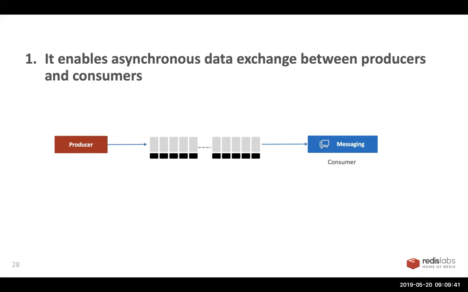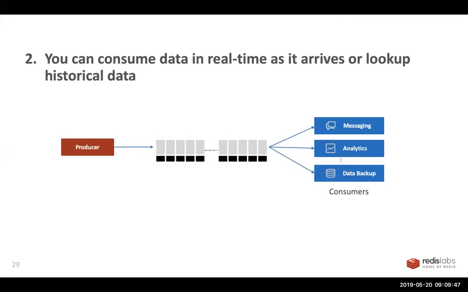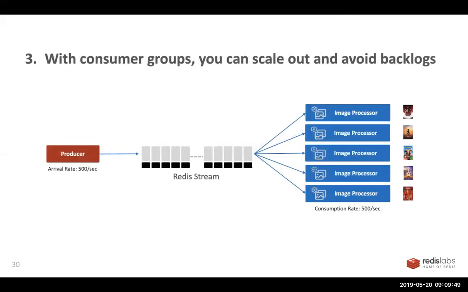And so what streams allows you to do is to asynchronously exchange data between a producer and consumers. So you might have 3 consumers, or you might be doing image processing, or 3 different consumers, or you might have 1 consumer, but you need to replicate it so it can keep up.